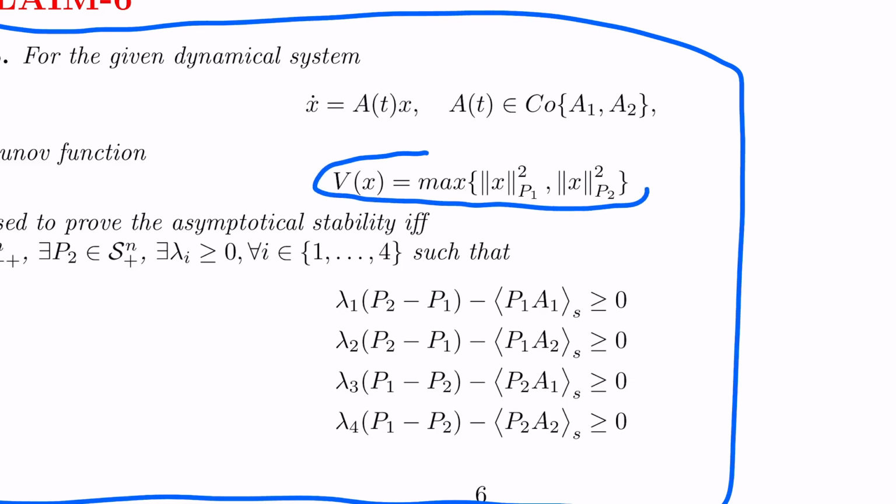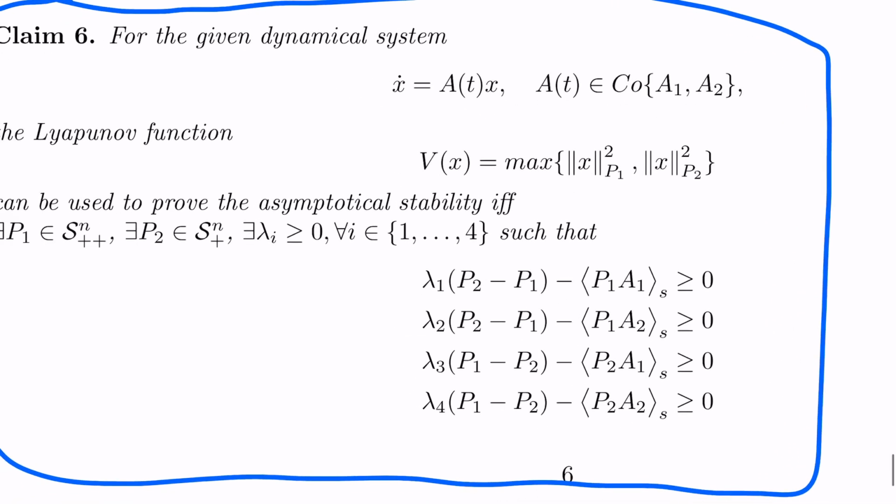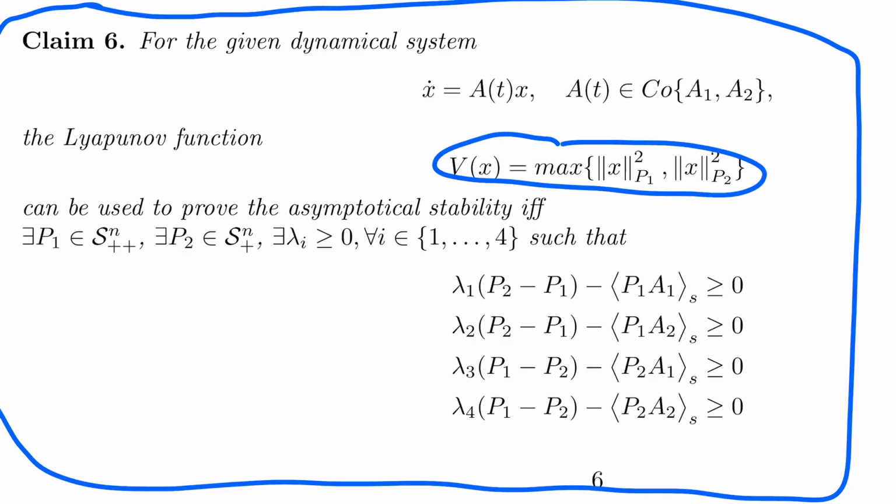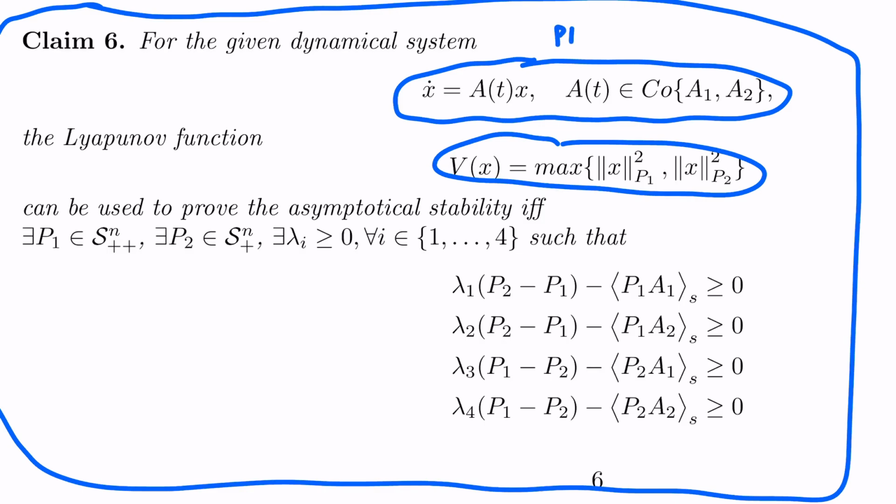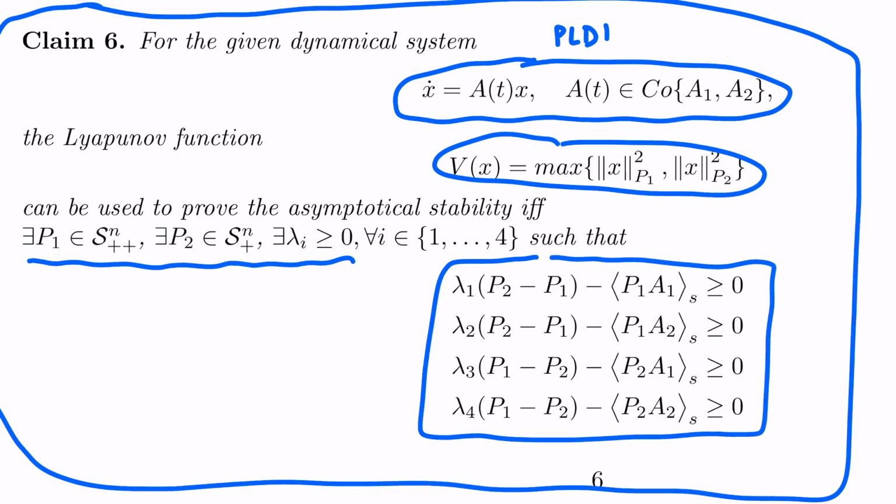And then this was the Lyapunov function that we discussed. Now, for this Lyapunov function to be used for proving the stability of this system, which is called PLDI, Polytopic Linear Differential Inclusion, there are some conditions, like a feasibility type optimization problem that needs to be solved. And so the important part here that we need to discuss is the following.